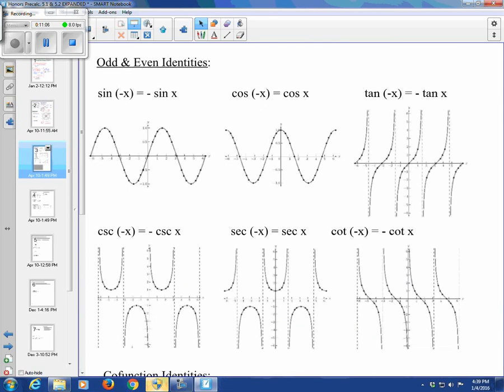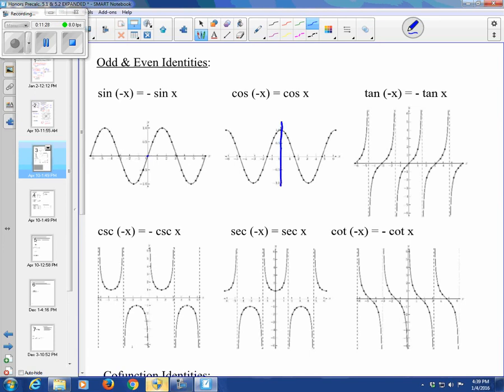Now right here, we can talk about even and odd identities. Basically, this comes from the fact that every trig function is either even or odd, right? And we can see that from the graphs of our trig functions. If we are symmetric with respect to the origin, basically being reflected diagonally across the origin, we would say we are odd. And if we are symmetric with respect to the y-axis, we would say we are even.